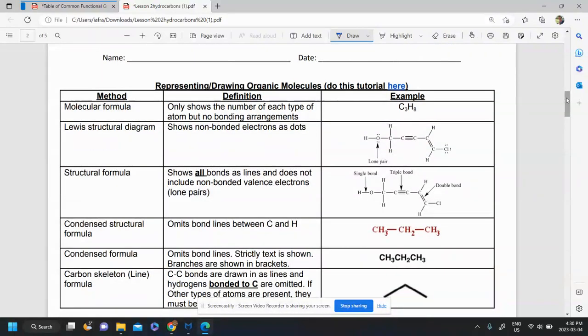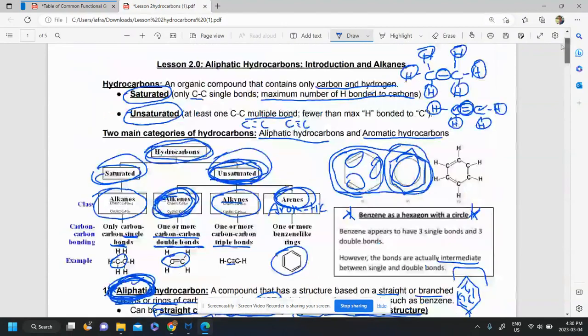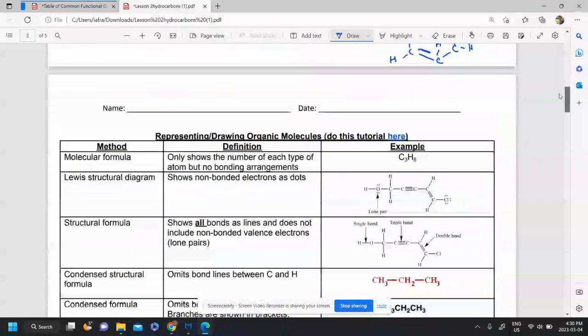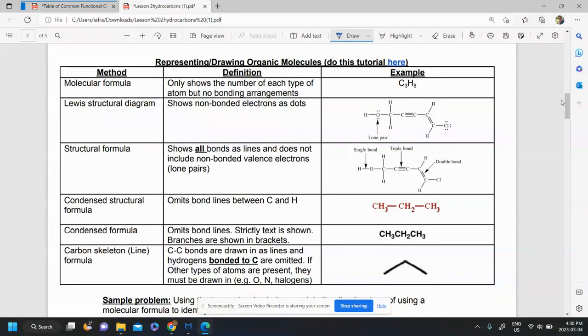In this video, we're going to take a look at some sample problems using our knowledge that we just learned about alkanes, alkenes, alkynes. Before you proceed to do the sample problems, you do need to understand the different ways to represent organic molecules in organic chemistry. Those are molecular formulas, Lewis structural diagrams, structural formulas, condensed formulas, and then the carbon skeleton formula or the bond line diagram. So to learn this, I want you to go to this tutorial here.